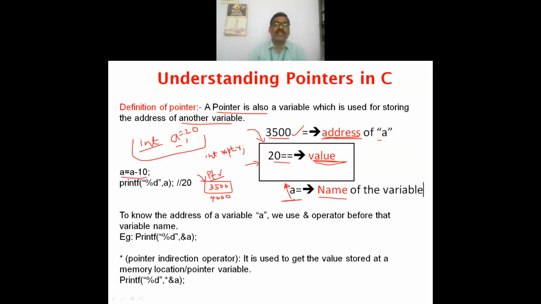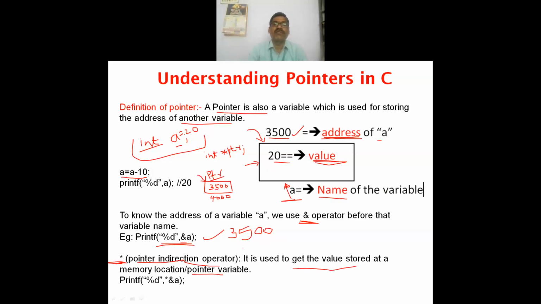Then there are two important operators associated with pointers. One important operator is the ampersand operator, which is used for knowing the address of that particular variable. You can write printf percentage d, ampersand a. It is going to print the address. So what is that address? You are going to get the address allocated to a, which is nothing but 3500. Another important operator is the star, which is called the pointer indirection operator.